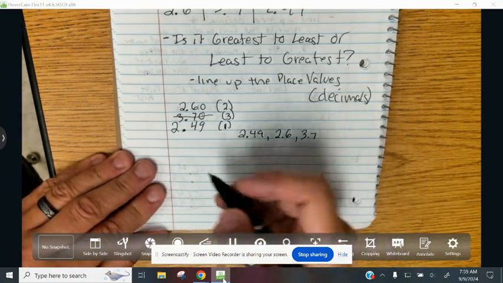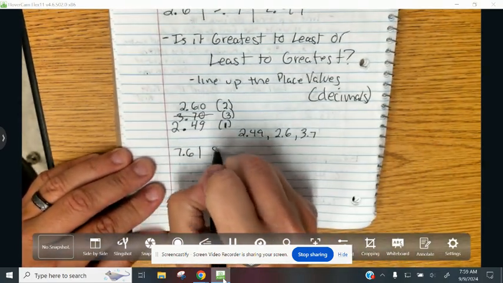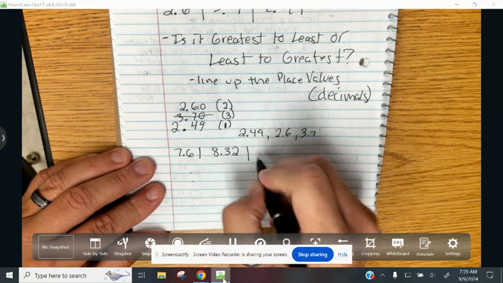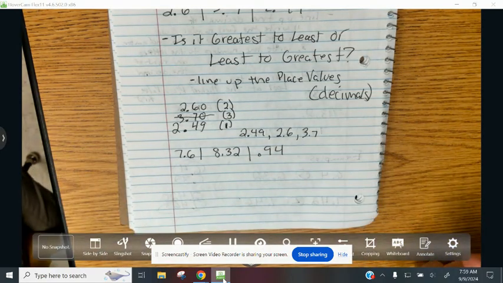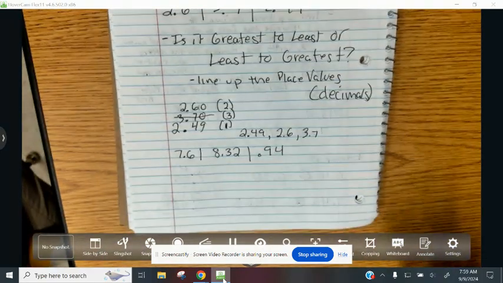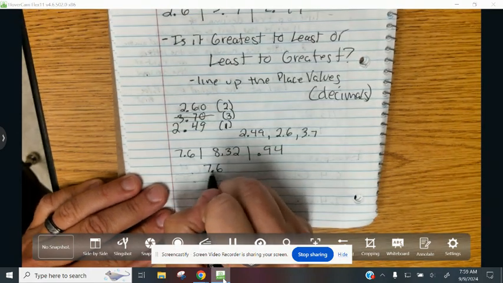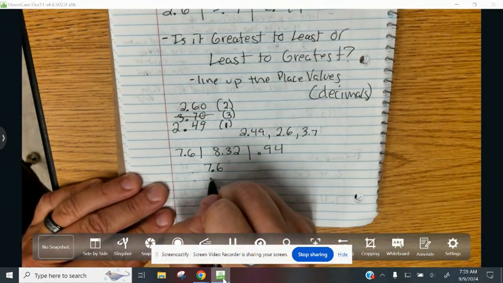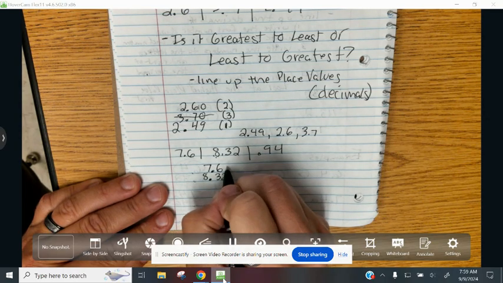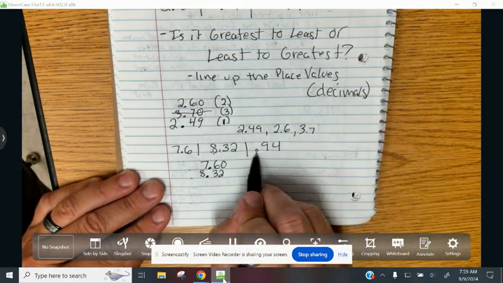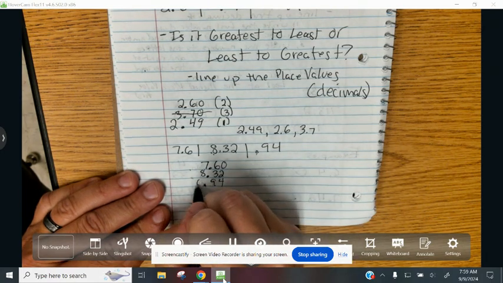What if we did greatest to least? So let's go 7.6, 8.32, and 0.94. Okay, so let's just, again, line them up. Okay, so I'm going to write down the first number first, 7.6. Now I'm going to work around that. So I'm going to put my decimal here, put my 8 in front, my 3, 2 in back, put my 0 there since that makes me feel better. I have a decimal here, put 94 in back, and put my 0 in front.